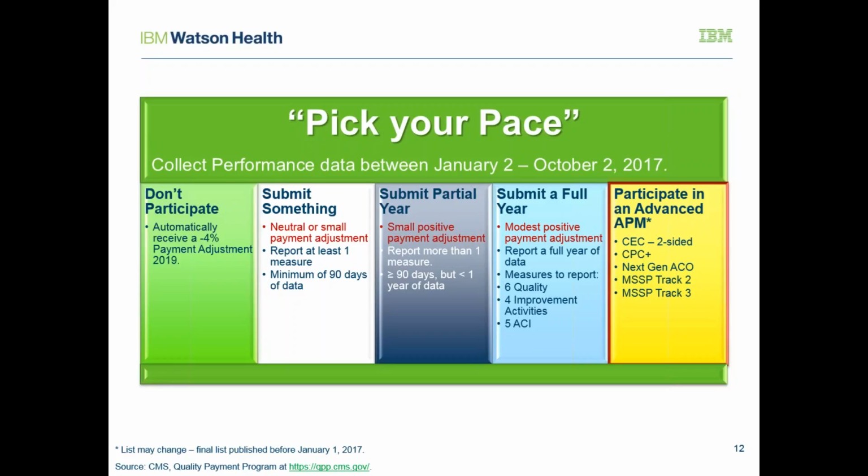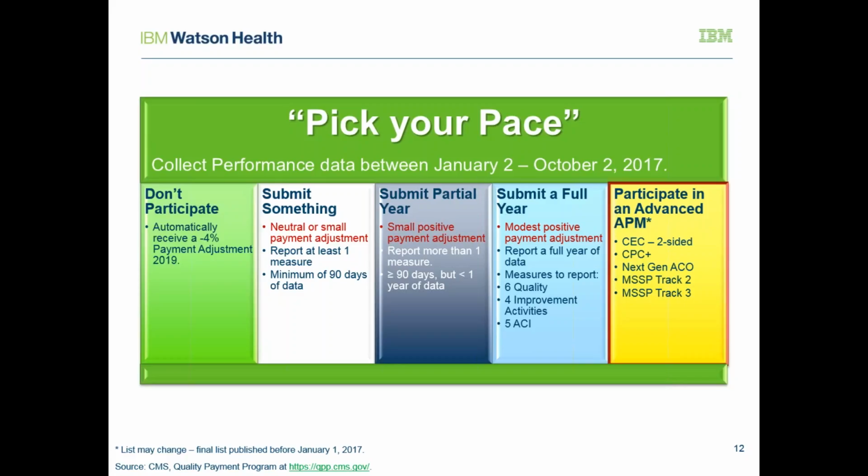And of course, there's also if you are a participant in an advanced APM, which, as I mentioned, Jackie will be covering. But you will notice here that the data collection should be between January 2nd and October 2nd of 2017. One thing to take away is that October 2nd is basically the last day that gives you the continuous 90-day period of time that's required for reporting to begin. So it allows you that 90-day cushion to be able to report. So that's why there's that October 2nd.